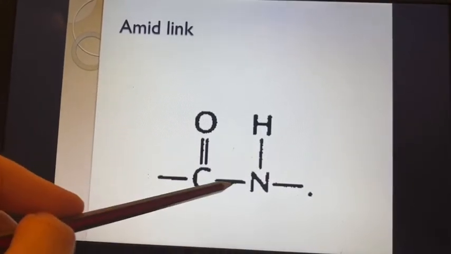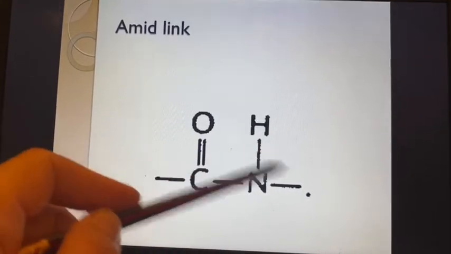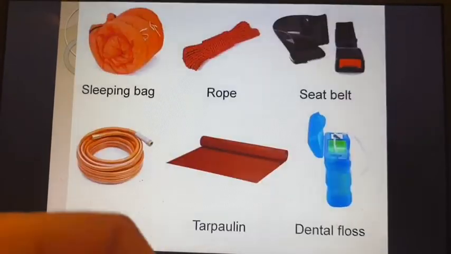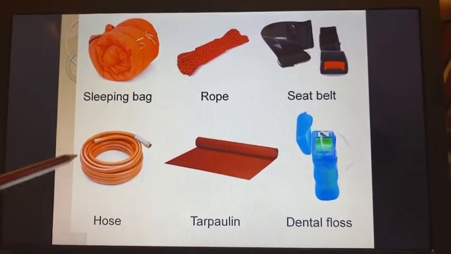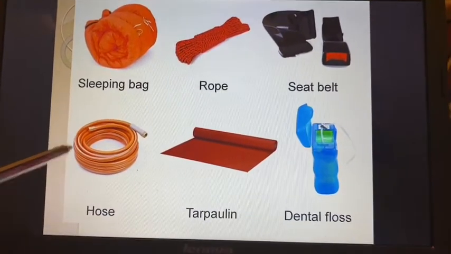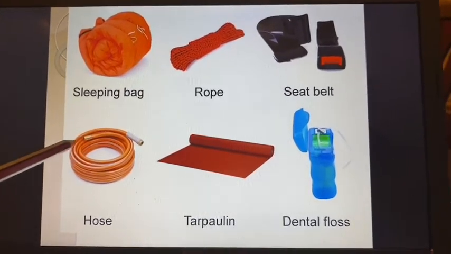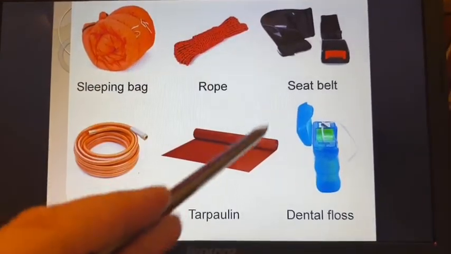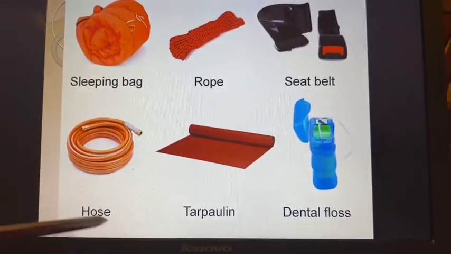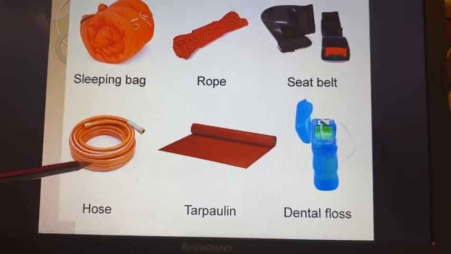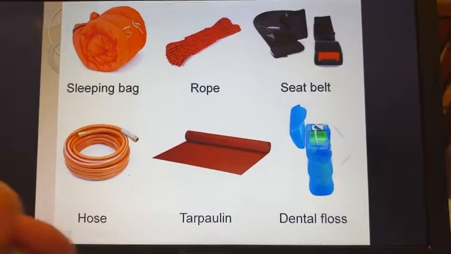C double bond, NH. This is called the amide link, and an example of this type of polymer is the well-known polymer nylon, which has various uses, like making hose, ropes, seat belts, and so on.